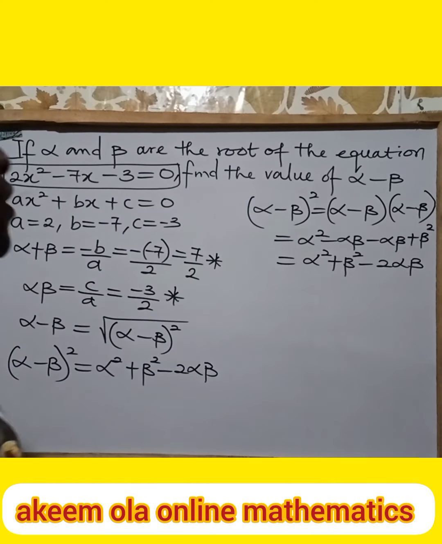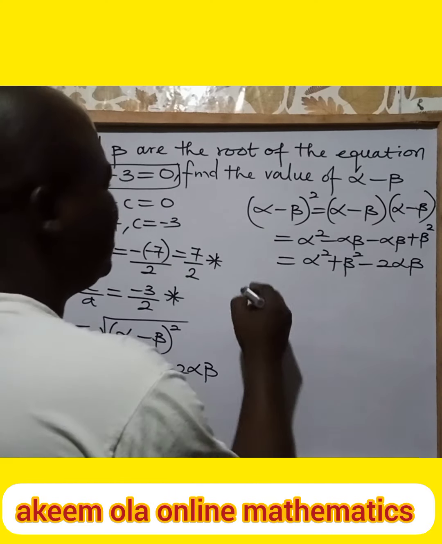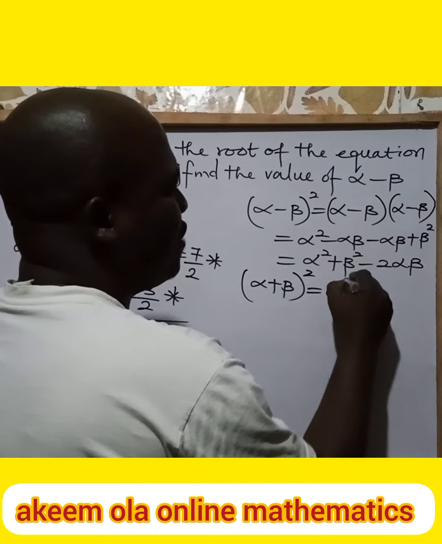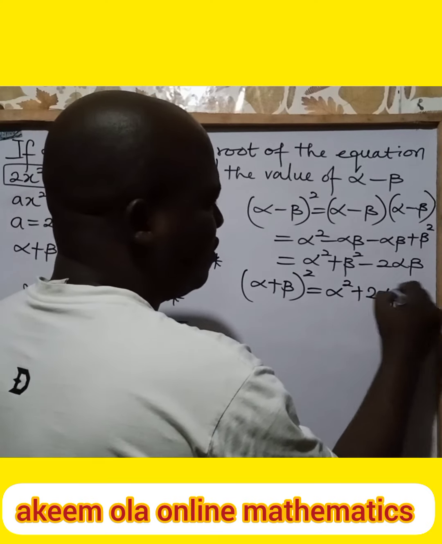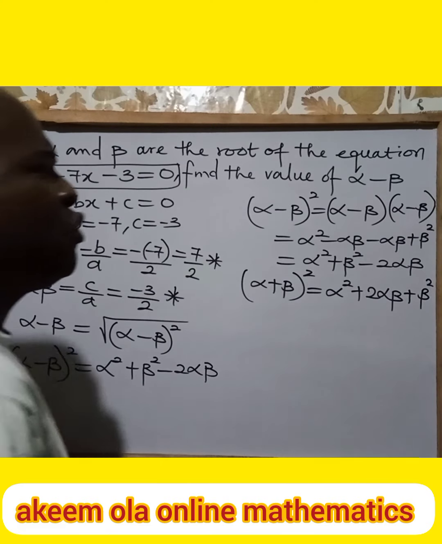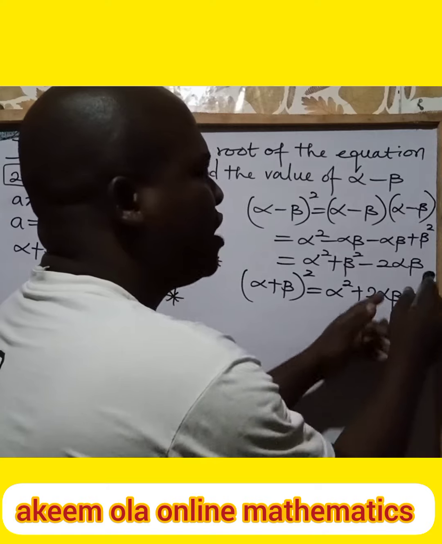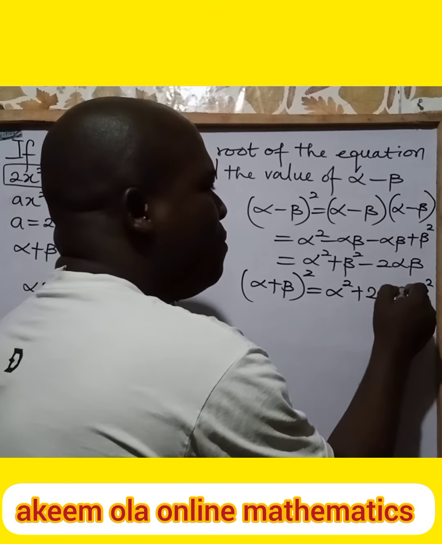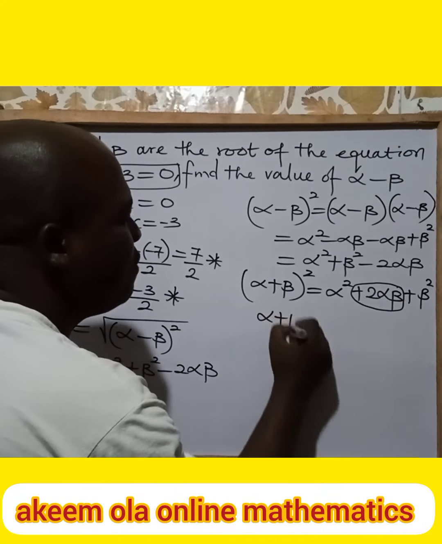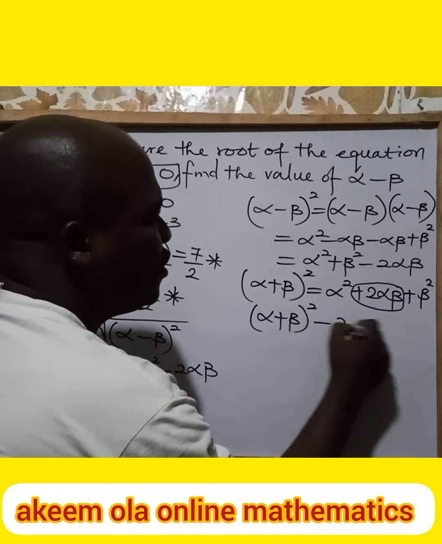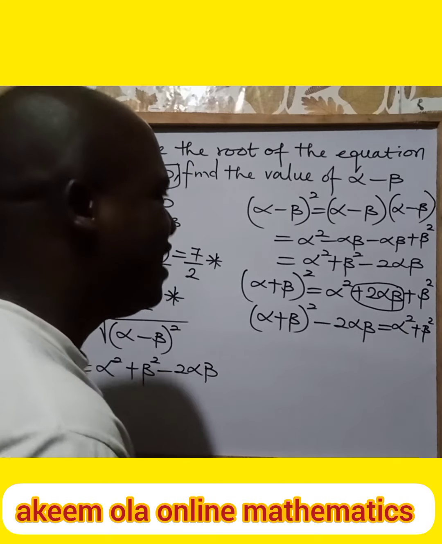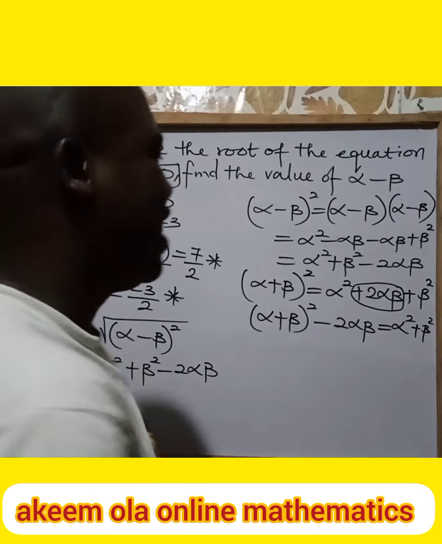So if I simplify it further, alpha plus beta square will give me alpha square plus 2 alpha beta plus beta square. That is what I'm going to have. If I want this alpha square and beta square to be here, that means I'm going to move this one away from here. And if I move it away, I will now have alpha plus beta square minus 2 alpha beta equal to alpha square plus beta square. That means the value for alpha square plus beta square is this.